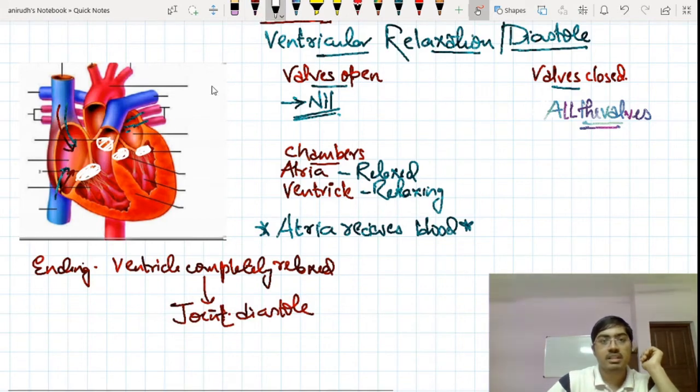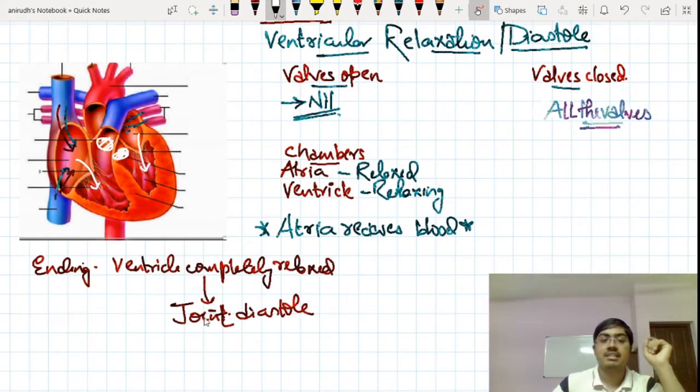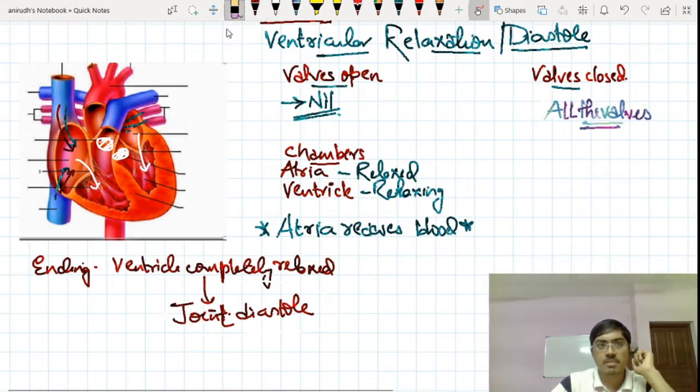Now what will happen? These two valves will now open. The atrioventricular valves will open, and 70% of the blood will start flowing into the ventricle, and this phase is the joint diastole. This is what is happening at the end of ventricular relaxation, and it goes into the next phase, that is joint diastole. Fine?